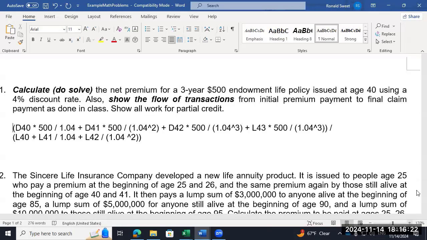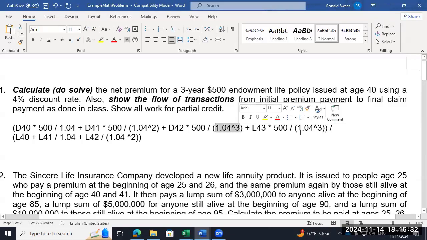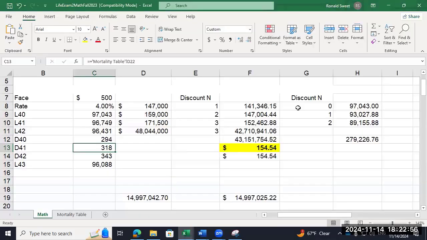Now, if you're not great at the raising to the power, it's not that hard. Just take B41 times 500 divided by 1.04 divided by 1.04. You don't have to square. You only have to do it 3 times. So if you want to ignore the square and the raise to the power, just keep dividing the number of times.